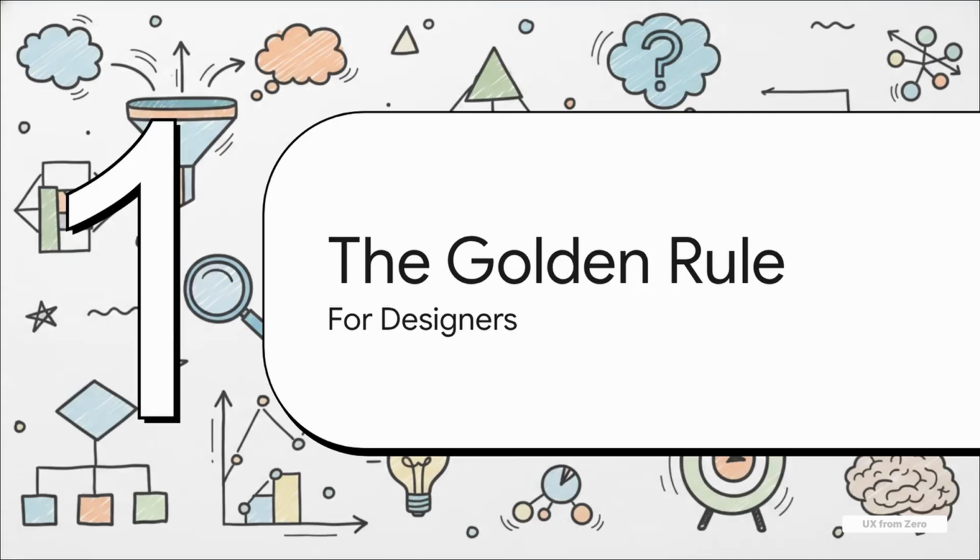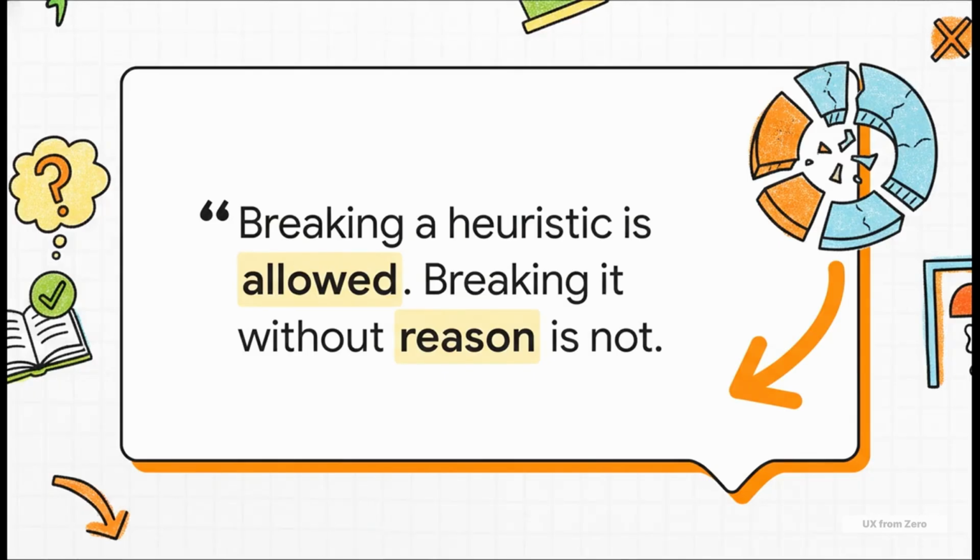Okay, let's zoom back out. All of these examples, they're really pointing to one core principle, what I like to think of as the designer's golden rule. And here it is. Seriously, if you take one single thing away from this explainer, let it be this. It is absolutely okay to break a heuristic. What's not okay is breaking it without a good, solid reason. Your decision has to be intentional.